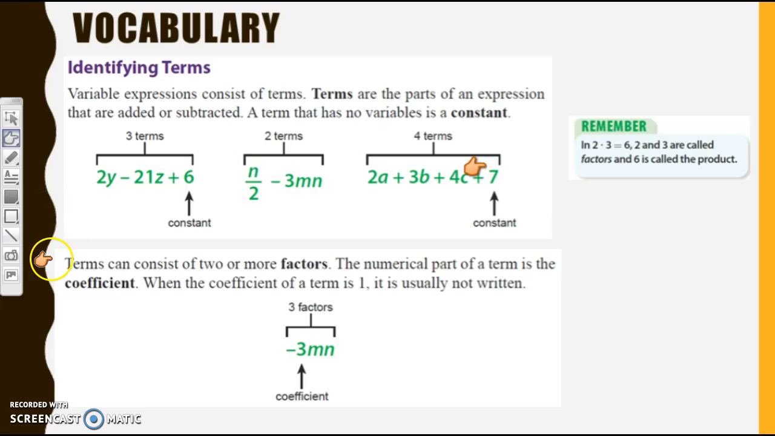Terms can consist of 2 or more factors. The numerical part of a term is the coefficient. When the coefficient of a term is 1, it is usually not written. So for this term right here, this has 3 factors because it has a number and 2 different letters. So that means there's 1, 2, 3 factors. And that negative 3 is called the coefficient.